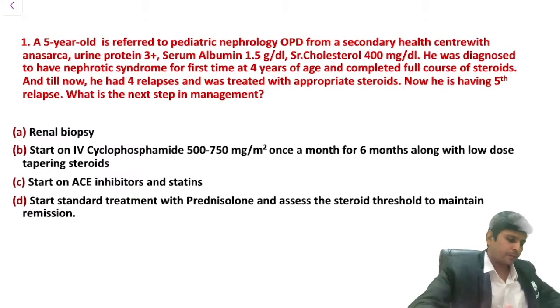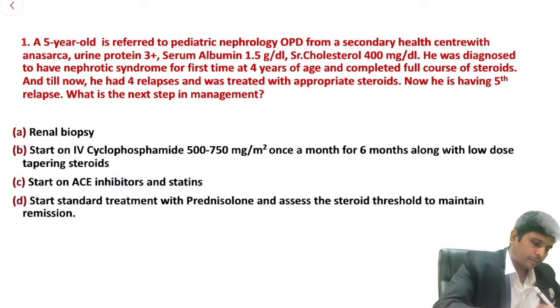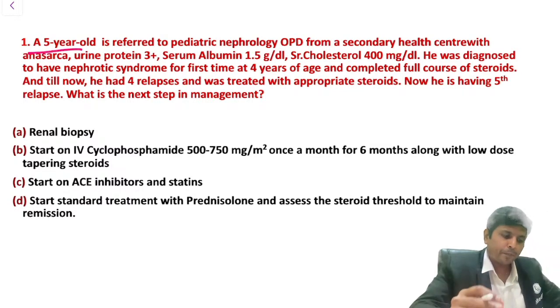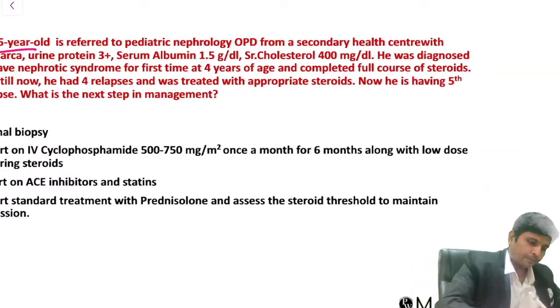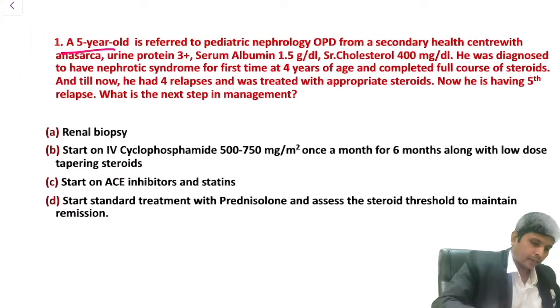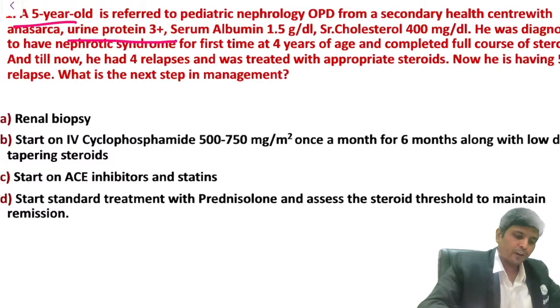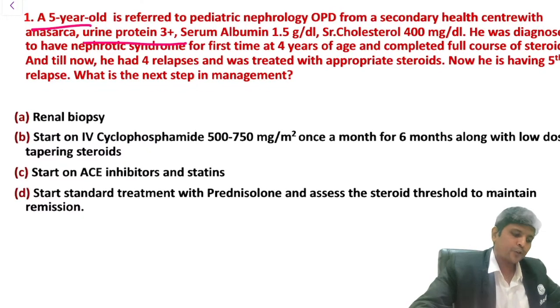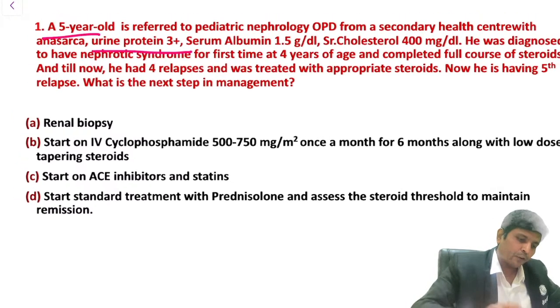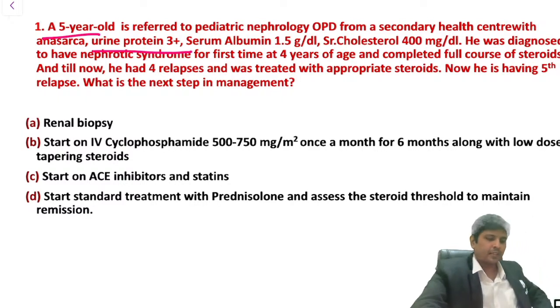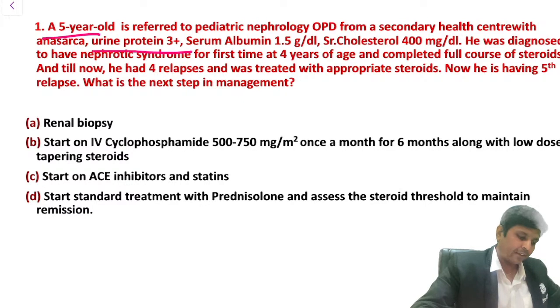Our first question is this. A 5-year-old boy referred to pediatric nephrology OPD from a secondary health center with anasarca, urine protein of 3+, serum albumin of 1.5 grams per deciliter, serum cholesterol of 400 milligram per deciliter. He was diagnosed to have nephrotic syndrome for the first time at 4 years of age and completed full course of steroids. Until now, he had 4 relapses and was treated with appropriate steroids. Now he is having 5th relapse.